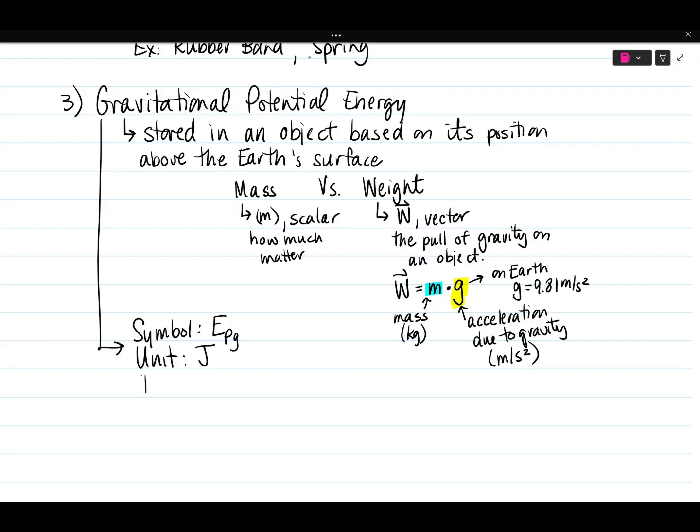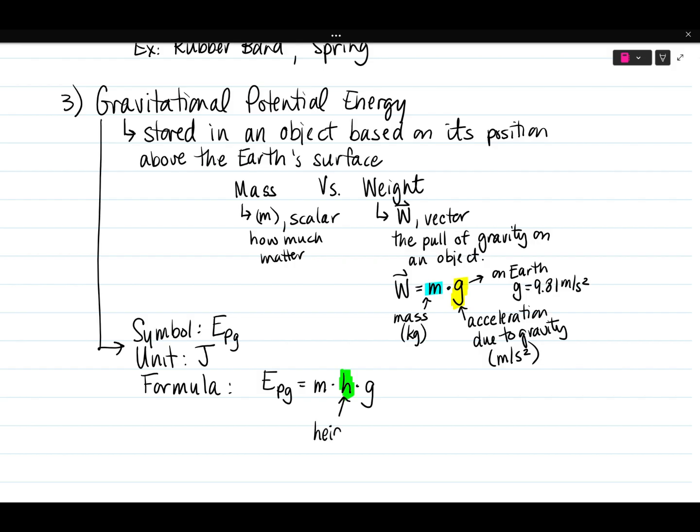And the formula that we use for gravitational potential energy is gravitational potential energy is equal to the mass times the height times the acceleration due to gravity. So mhg, or some people write it mgh. It just doesn't matter the order, as long as you got mass times height times acceleration due to gravity. Okay, so we have a new variable here that we haven't written down before. That's height.